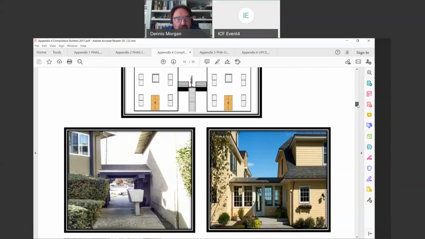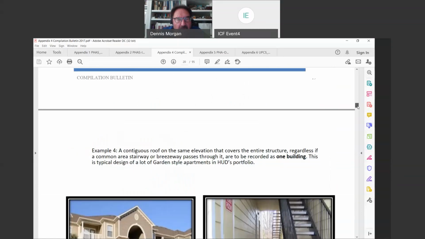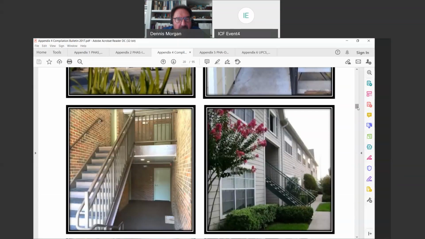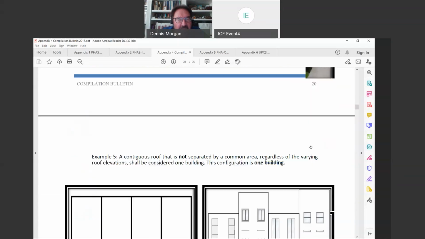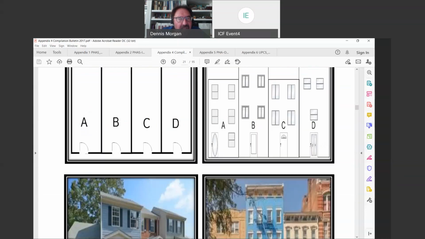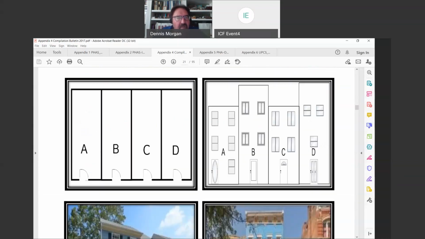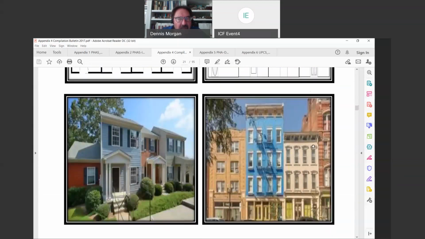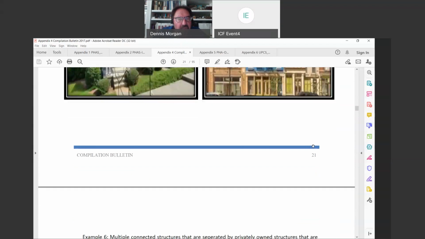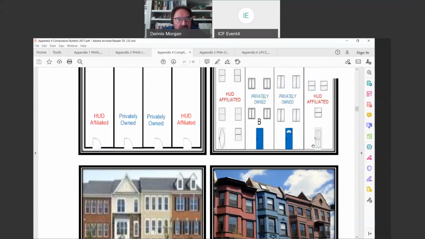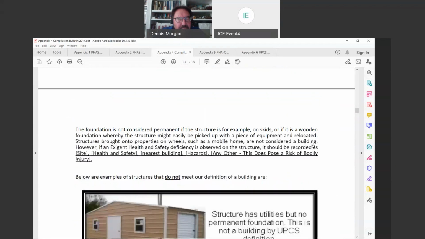This compilation bulletin, the latest one, also helps define the buildings and whether it's a building or whether it's a part of another building, and how to record that building data into the systems. Now, why is that so important? Because in the matrix, it further divides your building and the accountability of the buildings, based upon the number of buildings and based on the number of dwelling units in that property.